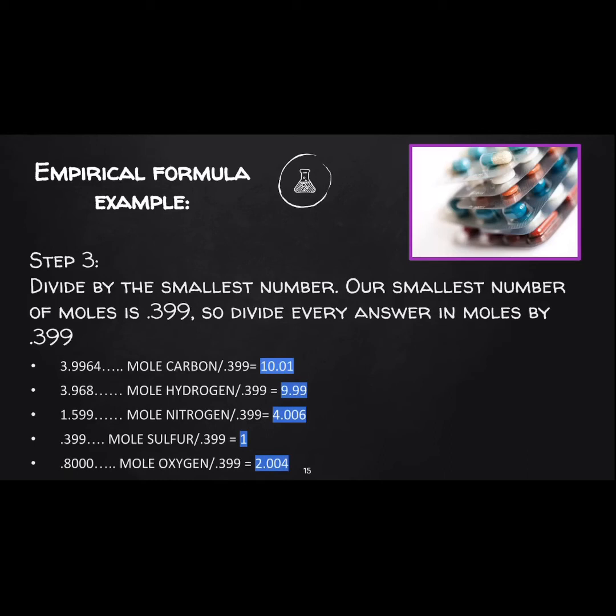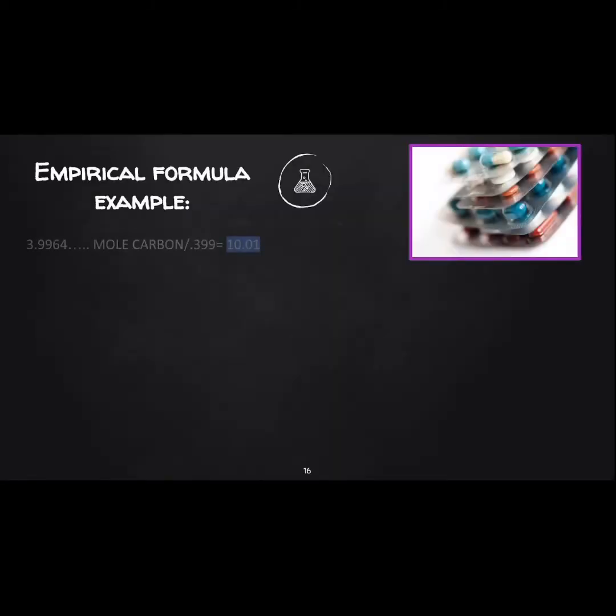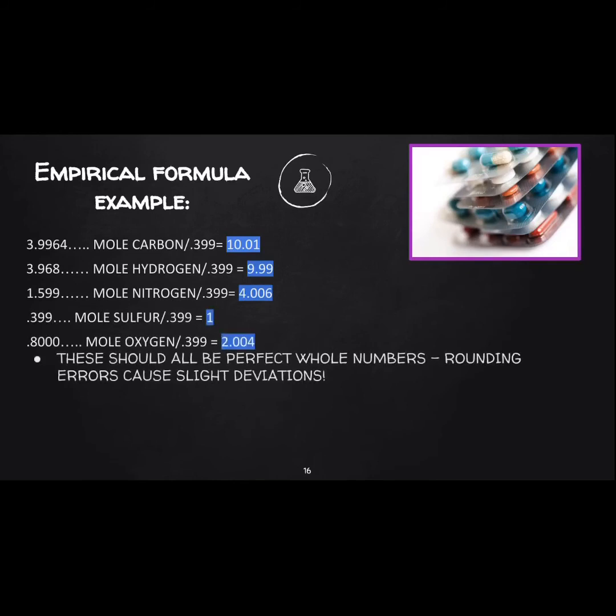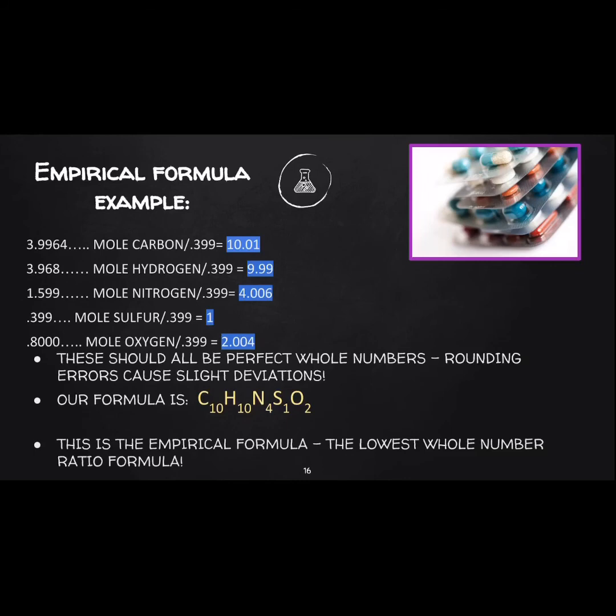Okay, so these numbers that are highlighted in blue are going to give me my numbers for my empirical formula, but I'm going to round them to the nearest whole number to plug them into my empirical formula. So here are those numbers again. They're going to be perfect whole numbers. So when I plug that into my formula, I have about 10 carbon, 10 hydrogen, 4 nitrogen, 1 sulfur, and 2 oxygen. So that yellow formula is my empirical formula. That's the smallest number I can have.